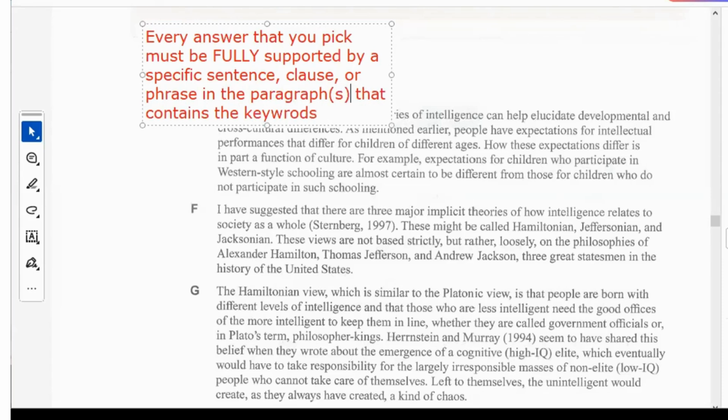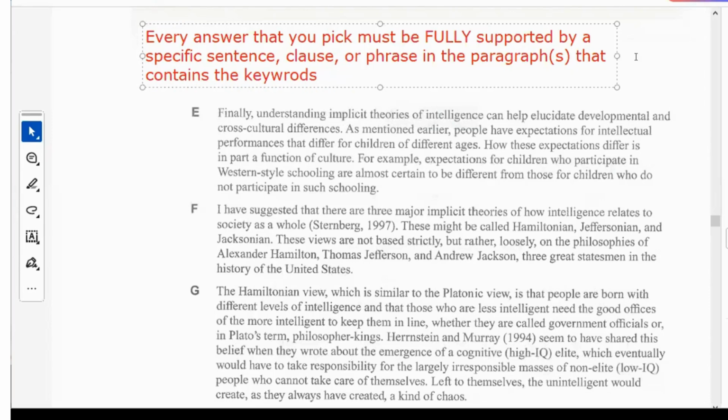Either paragraph or paragraphs. This is extremely important. If you pick a particular answer for a question, you must be able to point at a particular sentence in the passage that you are using as the basis for your answer. Like I've done now, for my number 10, my answer is this particular phrase: people are born with different levels of intelligence. That's my basis for matching number 10 to statement A. So this is extremely important. It's part of the things you need to learn to do. It's going to help you to master IELTS reading. Okay, let's go on.